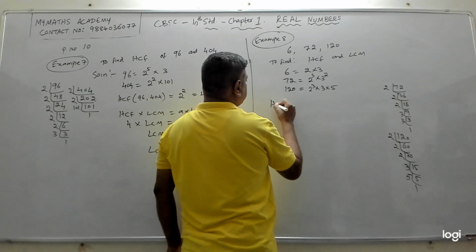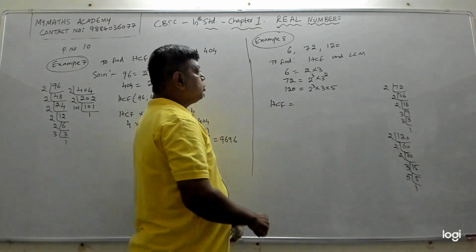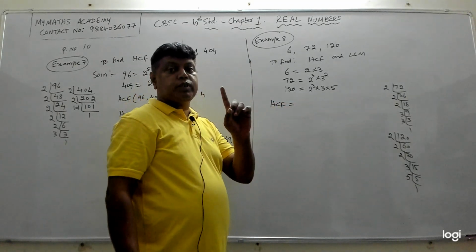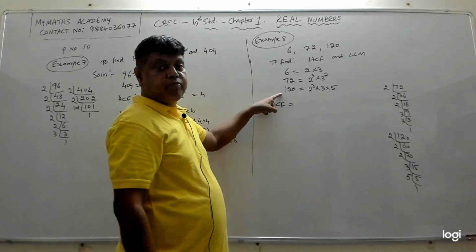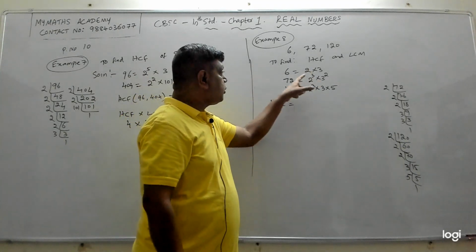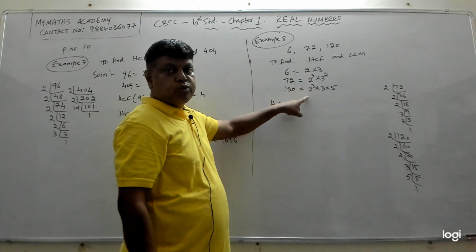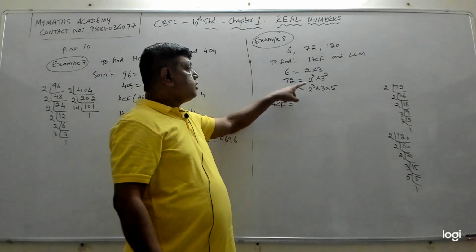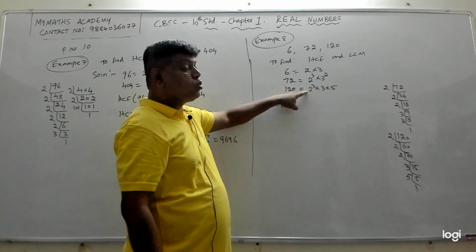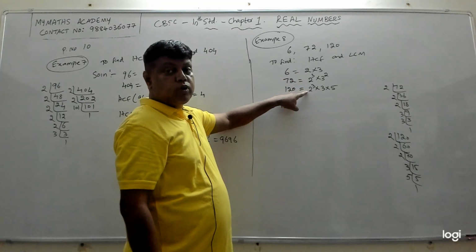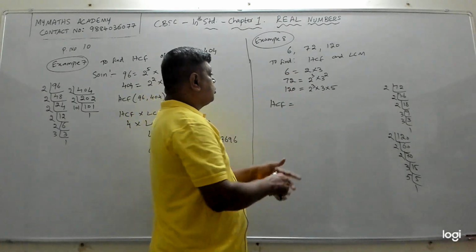Now HCF. What should we do for HCF? We should first see only the numbers which are present in all the three. Which number is present in all the three? 2. 2 is here, 2 is here, 2 is here. Among these 2's, which has the lowest power? This is 2 power 1, this is 2 power 3, this is 2 power 3. Which has the lowest power? 2 power 1. So we should write 2.